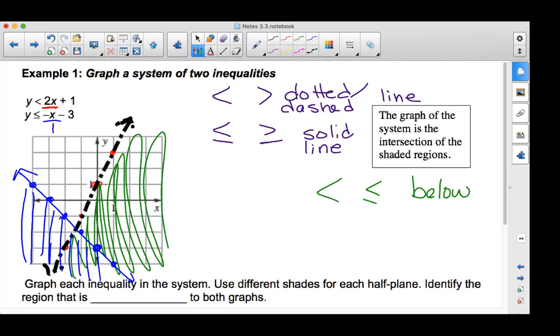So when I shade, I either shade up or down. I don't shade left or right unless I have an absolutely straight vertical line. Otherwise, I'm thinking above the point or below the point on my line.